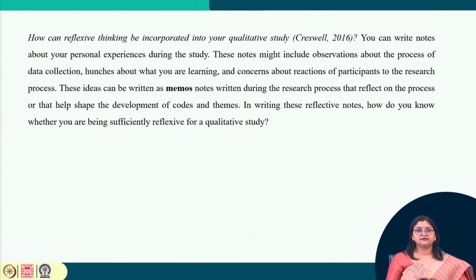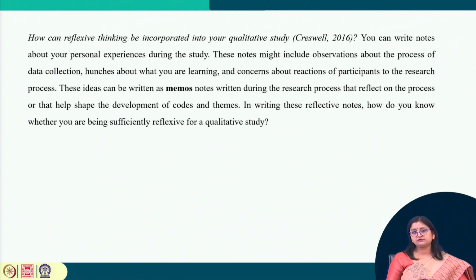So, how can reflexive thinking be incorporated into your qualitative study fruitfully? Creswell asked this question, and you can write notes about your personal experiences during the study. These notes might include observations about the process of data collection, hunches about what you are learning or seeing at that place, and concerns about the reactions of the participants to the research process. These ideas can be written as memos.